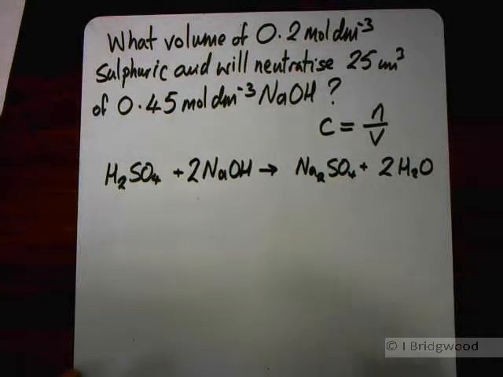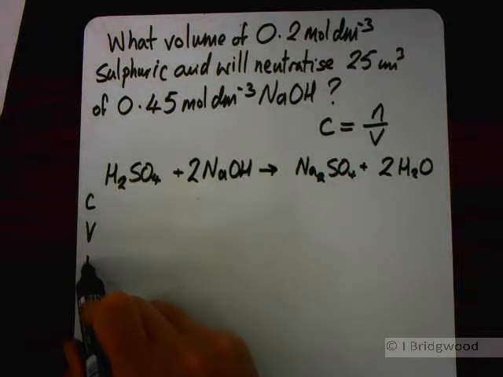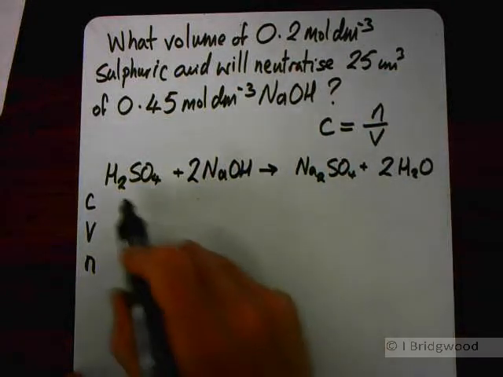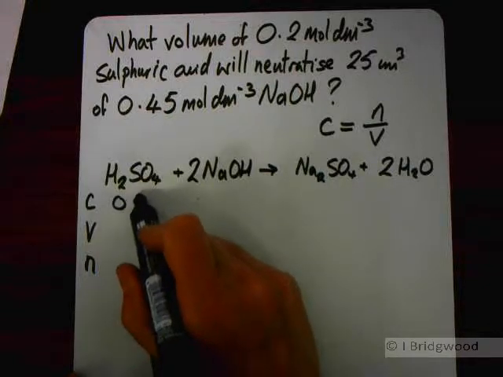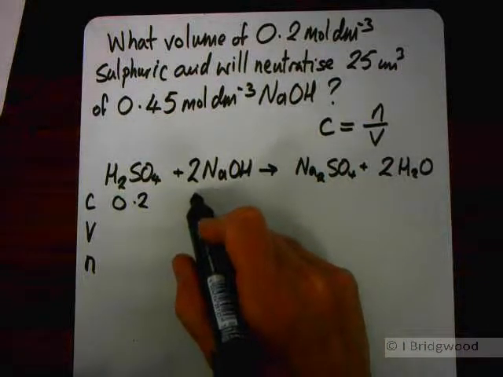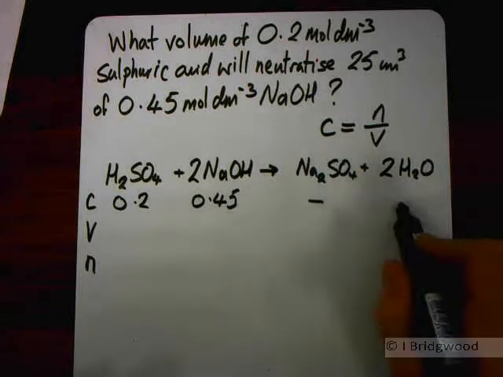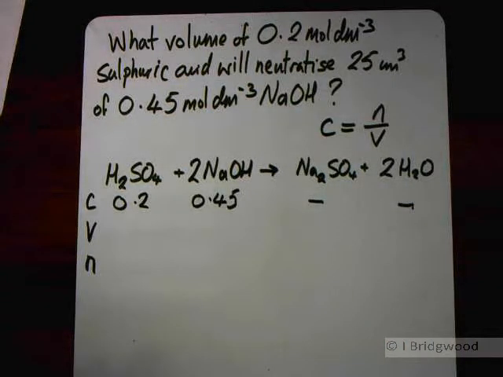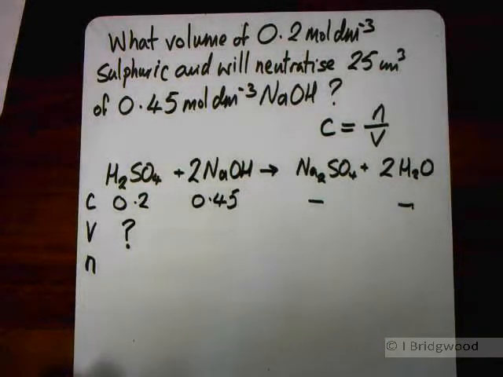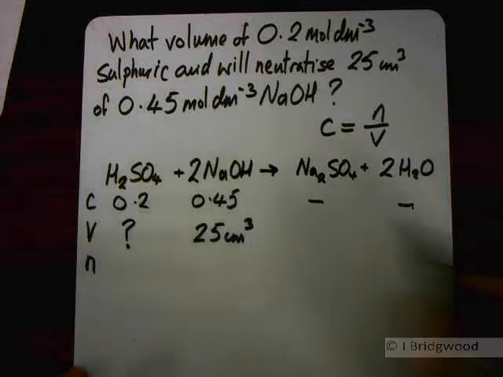So let's consider what we know and our variables. Concentration, volume and amount are our variables. What do we know? Well, we know the concentration of the sulfuric acid is 0.2 mole per cubic decimetre. We also know the concentration of the sodium hydroxide, 0.45 moles per cubic decimetre. We don't need to worry about any of the others. We're trying to find the volume of the sulfuric acid, so that's our target, and we're given the volume of hydroxide, 25 cubic centimetres.